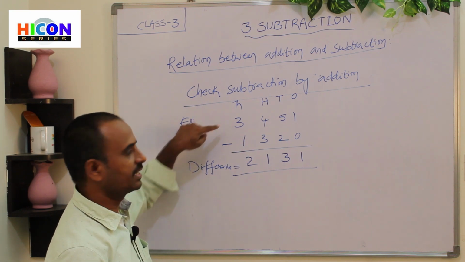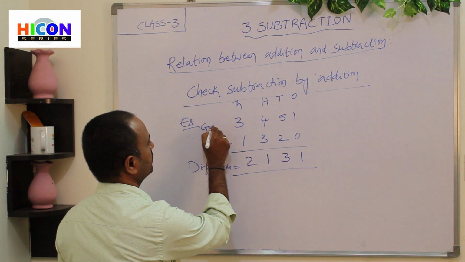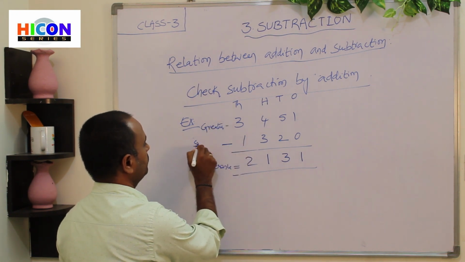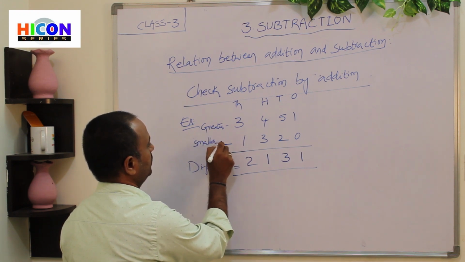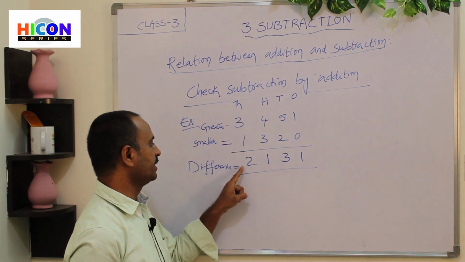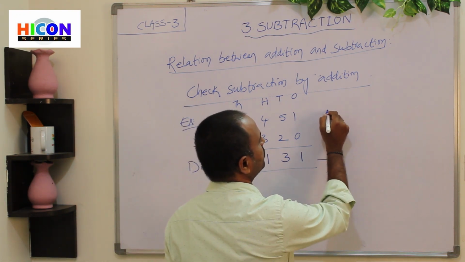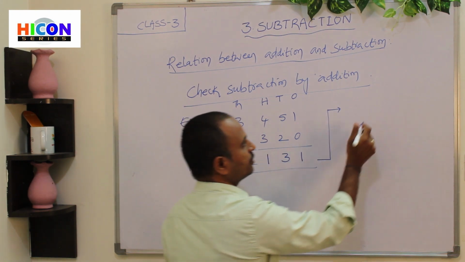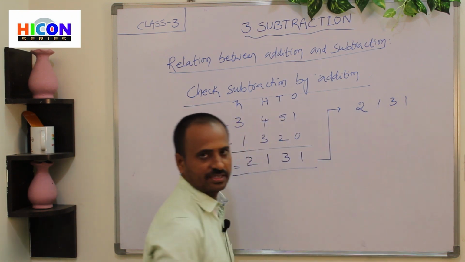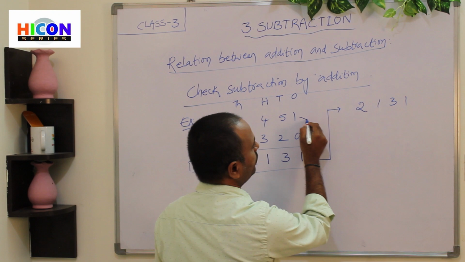Here the first number is the greater number, and this number is the smaller number. Now add the greater number to the difference. So write the difference first. What is the difference? 2131. This is the difference. And write the greater number; add the greater number to it.